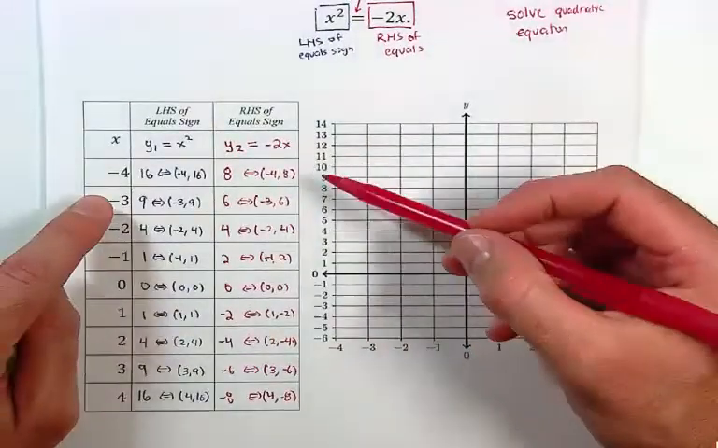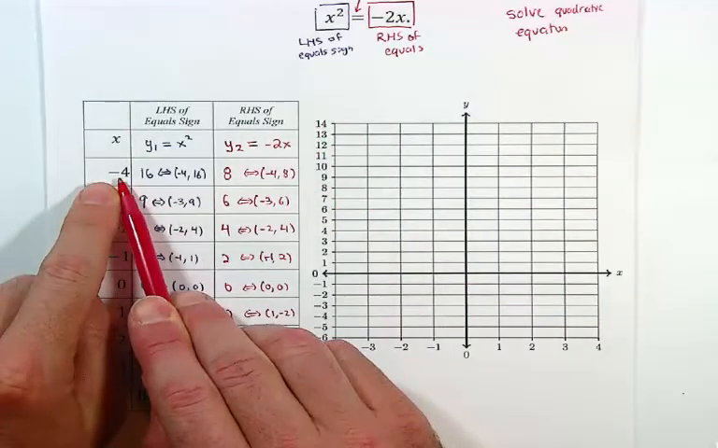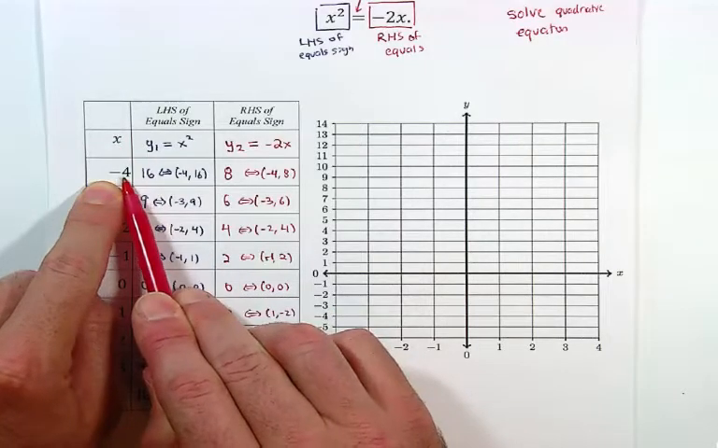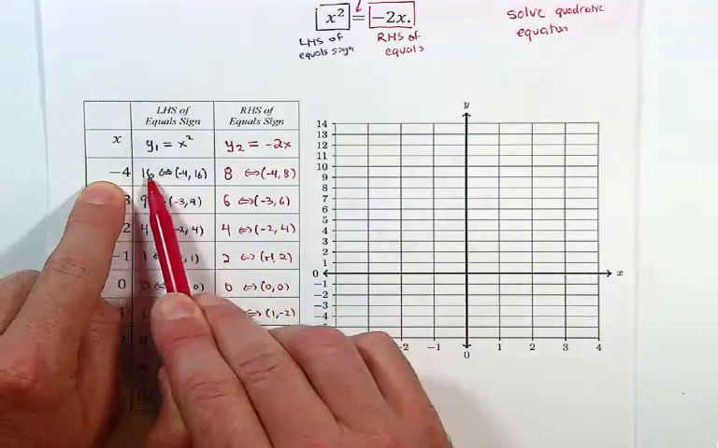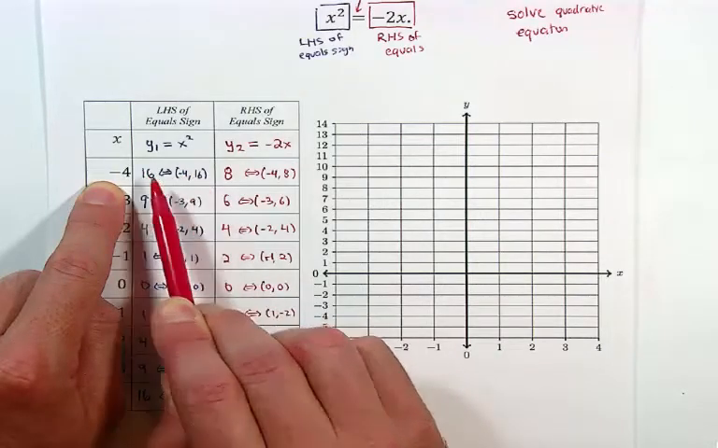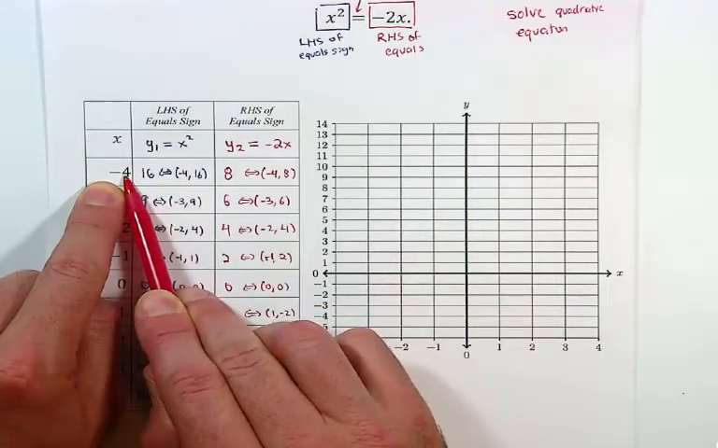Now I've got my entire set of input-output pairs. I'm going to give a quick call out. Remember, the input in each case is determined by the x. In this case, negative 4 for y1 produces the output 16. In ordered pair form, negative 4 comma 16 is that input-output pair for y1 at that input.